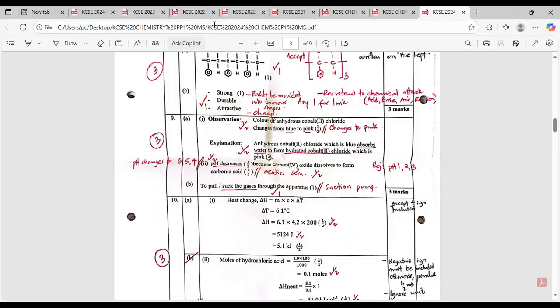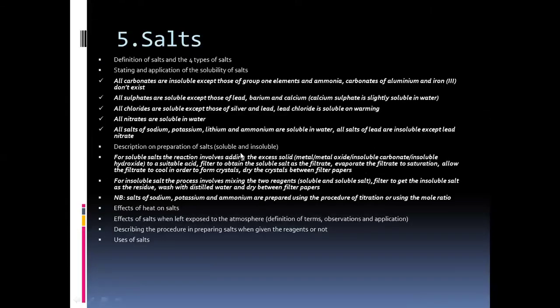Okay. We can go to the next area, that is number 5. Number 5 is about salts. This is the salts that is tested in form 2. Ile salts ya kutestiwa form 2. What do you need to know once we are dealing with salts? These are the key things that you must know.